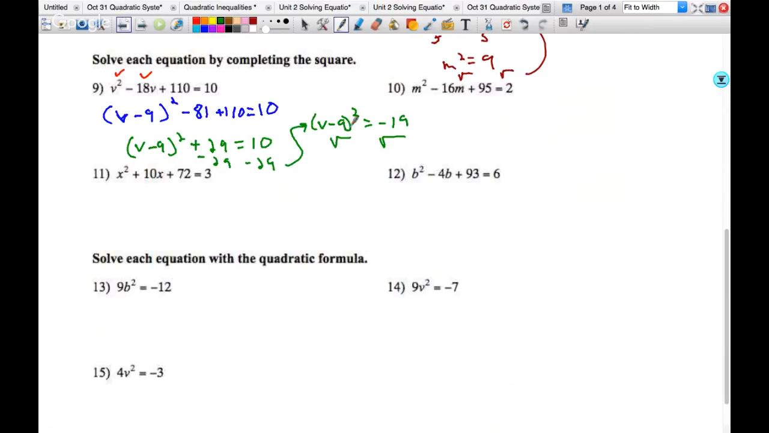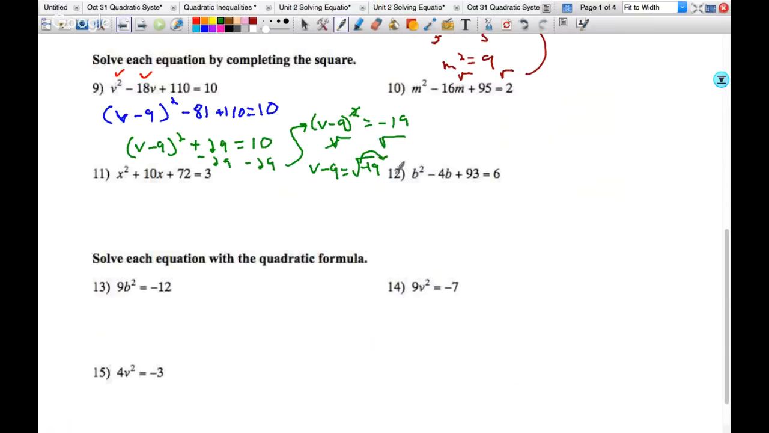So the whole point of doing this completing the square procedure is to get the whole side to be squared so that a square root can just cancel out like that. We couldn't square root at the beginning. It doesn't cancel when there's subtraction and addition. But now the whole thing is being squared. So if we square root the whole thing, those cancel. And I'm left with V minus 9 equals the square root of negative 19.